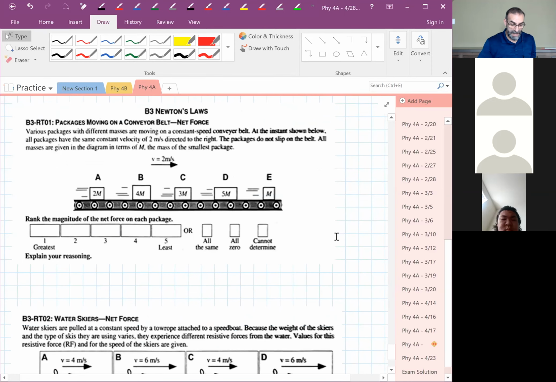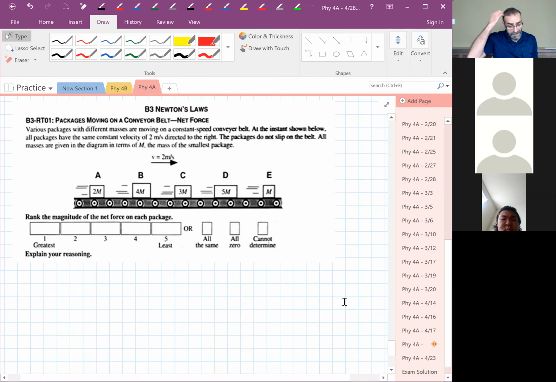We've got these 5 boxes on a conveyor belt. Five different masses on this conveyor belt moving along at constant speed. At the instant shown, the velocity for all of them is 2 meters per second to the right. They're not slipping on the belt. What's the net force on each of these?